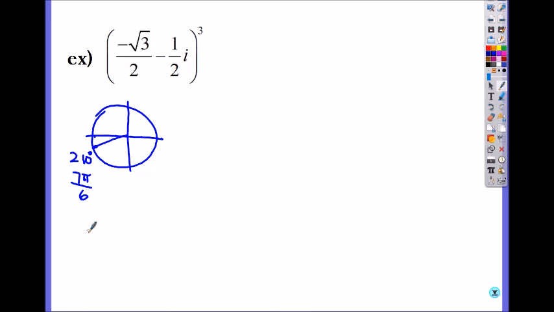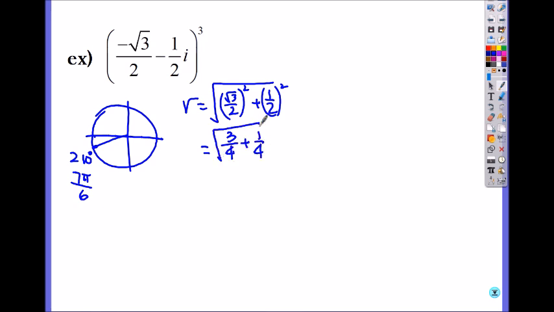Unit circle. Again, unit circle. You have to know the unit circle values. So if it's on the unit circle, what would be the radius? Should be 1, but let's double check. Square root of negative root 3 over 2 squared, same as positive root 3 over 2 squared, plus negative 1/2 squared, same as positive 1/2 squared, which is 3 over 4 plus 1 over 4. Square root of that, which is square root of 4 over 4, which is 1. So radius is 1.